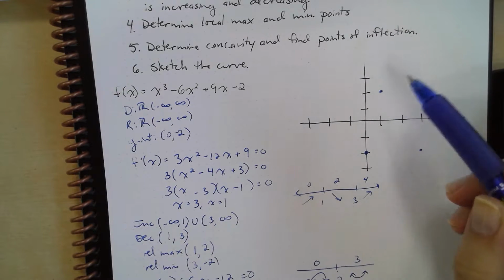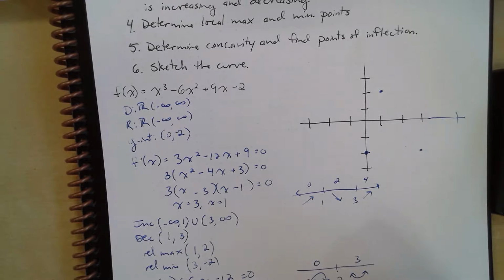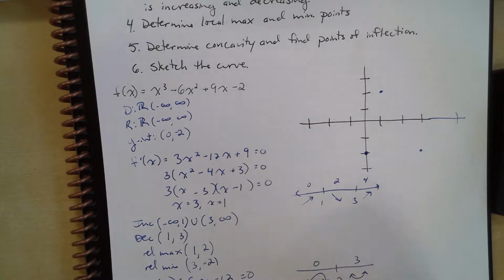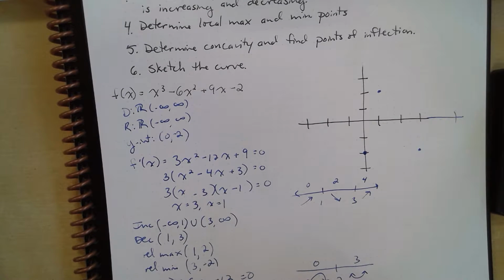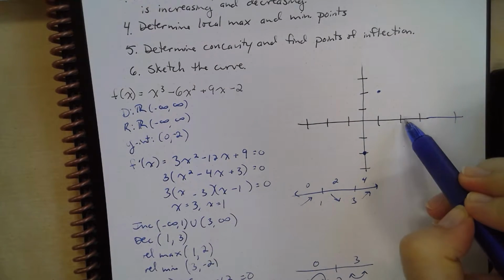It looks like we're concave down until 2, right? So from negative infinity, I guess I didn't write that down, but we have a point of inflection. This is our point of inflection. Where? Well, I need to put in 2, so I'm going to have 8 minus 24 plus 18 minus 2, and that's equal to 0. So I have a point of inflection at (2, 0). I'm going to put that right there.